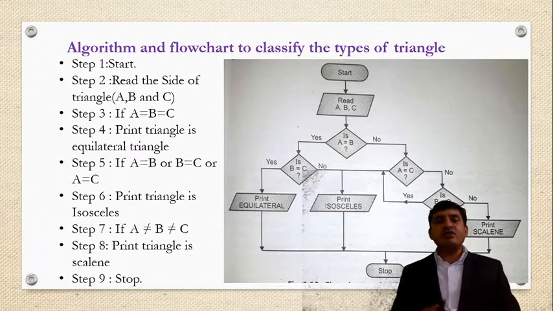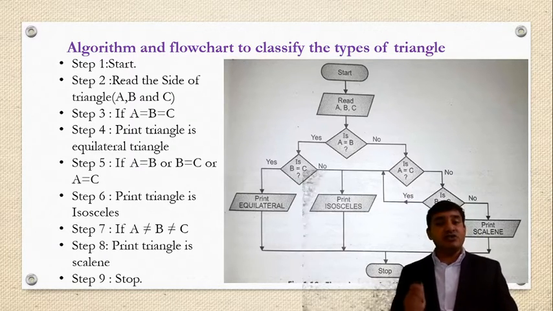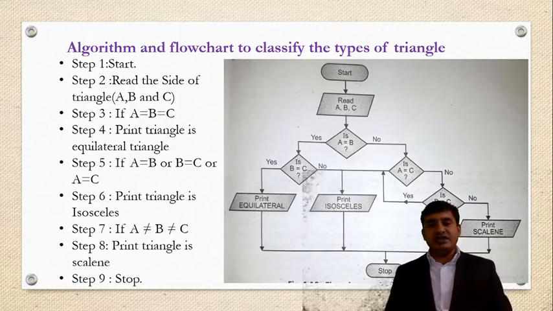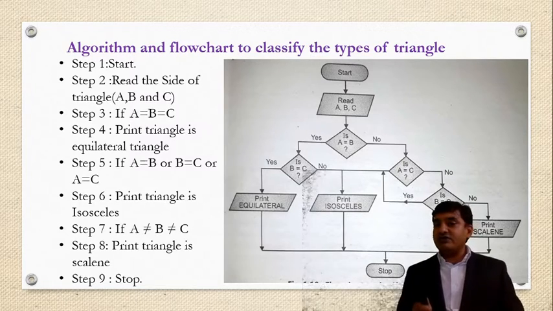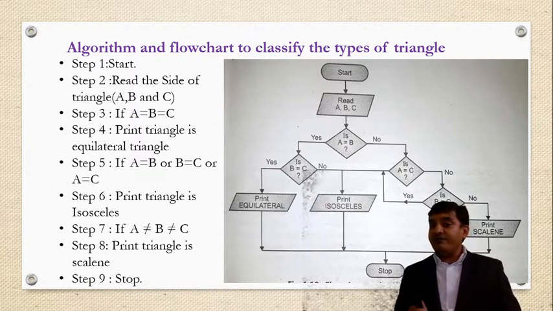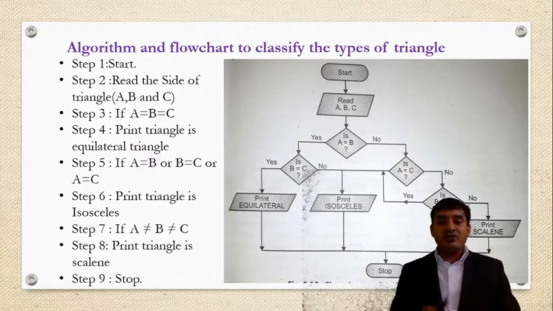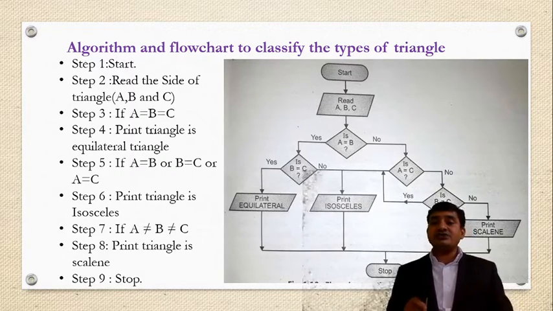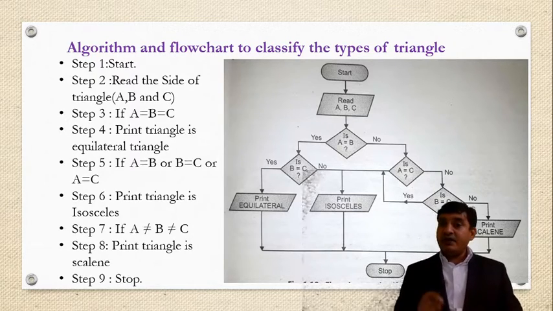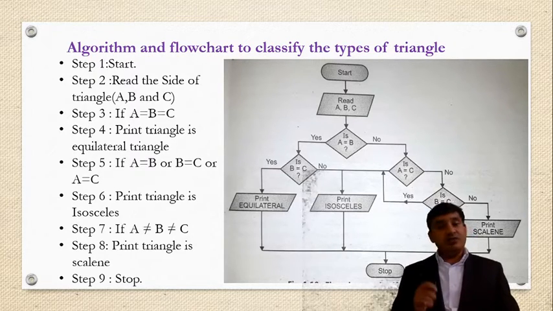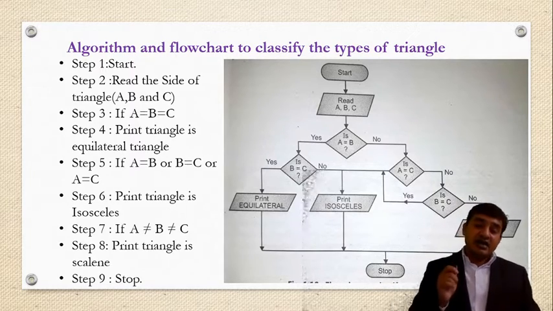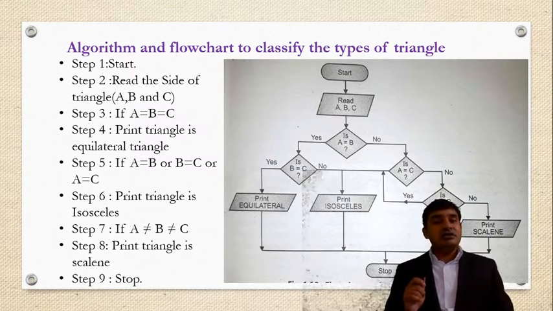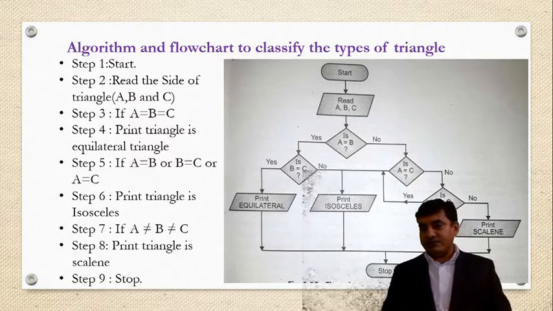If A is equal to B is false, that is a no, then check the second condition. Is A equal to C? Okay. If this condition is true, then print this is isosceles. If A is equal to B is true and B is equal to C is false, then also print the triangle is isosceles.